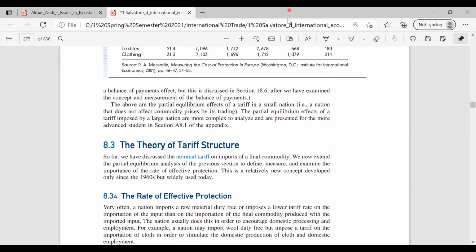The theory of tariff structure we'll see tomorrow. Any questions, children?